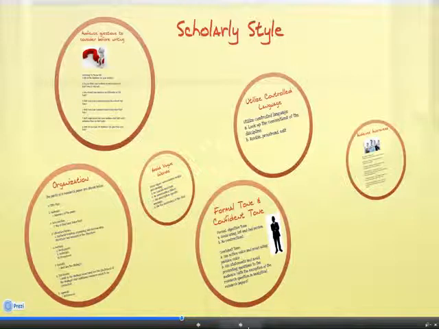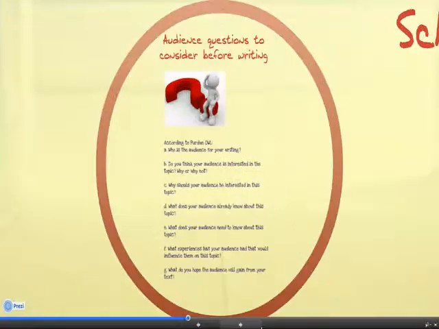Okay. So before you begin writing, there are a couple of questions that you may want to consider. I personally think that sitting for a moment and thinking before you write anything on the page can be really helpful because it allows you some time to organize your thoughts. And these particular questions I found particularly helpful.